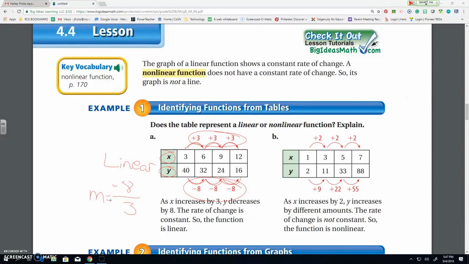For b, though, if you look at it, the top seems to be pretty good. We've got plus 2, plus 2, plus 2. So 1 to 3 is plus 2, 3 to 5 plus 2, 5 to 7 plus 2. But when you look at the numbers down bottom here, we notice that 9, 22, and 55 are not all the same. So this automatically tells me that when the numbers being added or subtracted are not the same, then that means it is non-linear. And like I said, it'll have a different rate of change, and it won't be constant, so therefore it will be a non-linear function. So make sure you have that written down, and then we'll go to example 2.